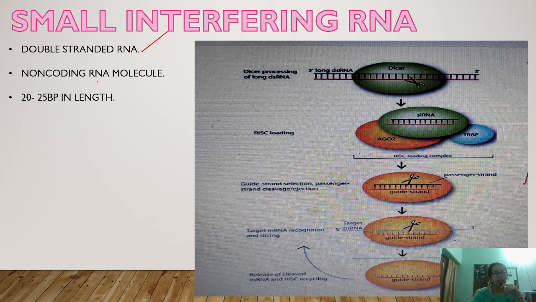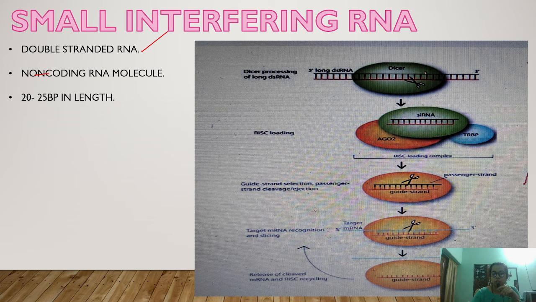Okay, so it is a small double-stranded RNA, and it is a non-coding RNA molecule. Non-coding means, as I have already told you, that they do not take part in the protein synthesis process. Their length will be 20 to 25 base pairs. You can see here, this is the long double-stranded RNA. This is the 5' end and this is the 3' end.